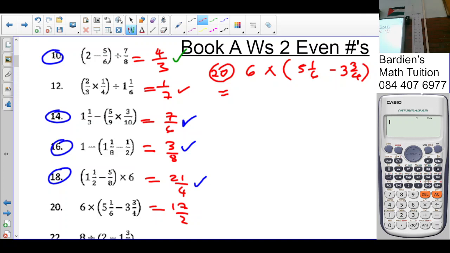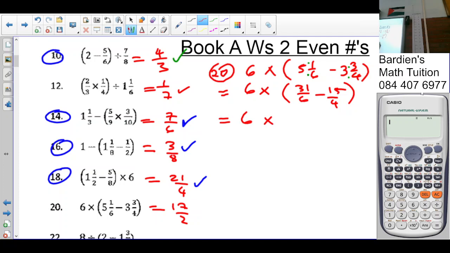Okay, who would like to attempt this one? Number 20. Right, go for it. If you get it wrong, I'll explain to you again. Right. So 6 times, in brackets, and then 30 plus 1, 31 over 6. Yes, minus 15 over 4. Nice. You all understand it? Right, now what?